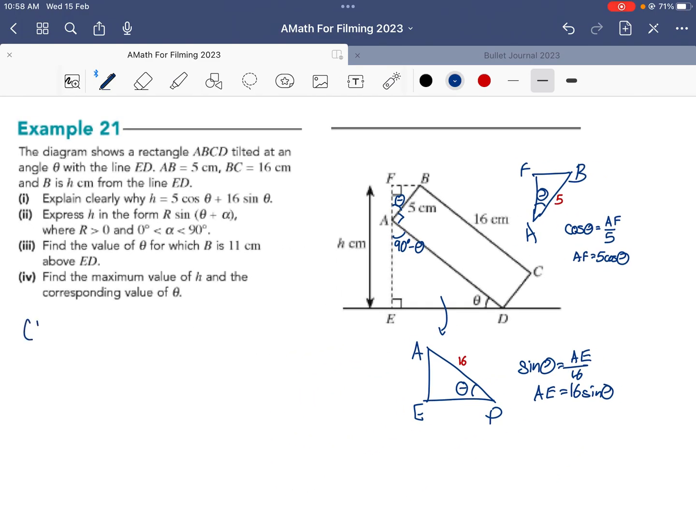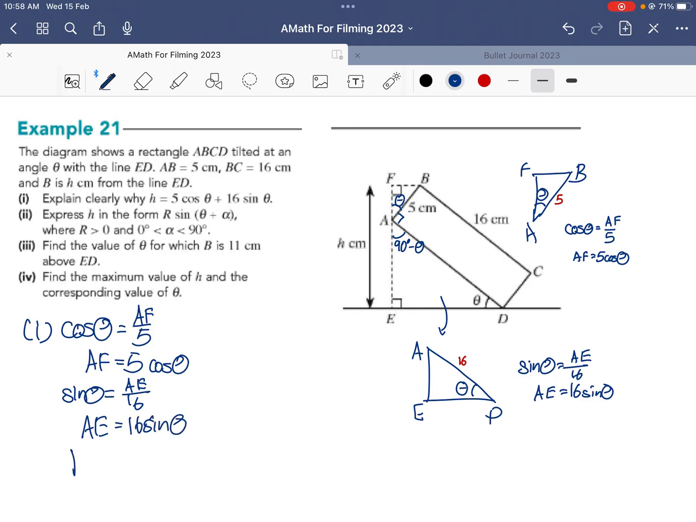So I can write it down in part 1. My working may differ from the book by a bit. Cosine theta equals AF over 5, so AF equals 5 cosine theta. Then sine theta equals AE over 16, so AE equals 16 sine theta. So h equals AF plus AE equals 5 cosine theta plus 16 sine theta. So I have shown.